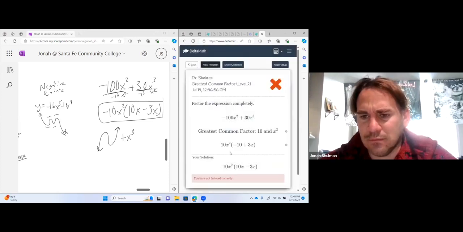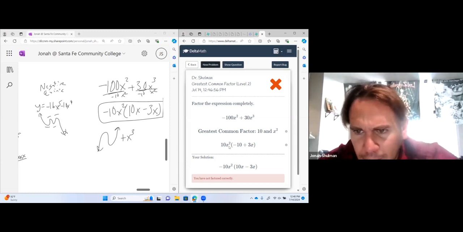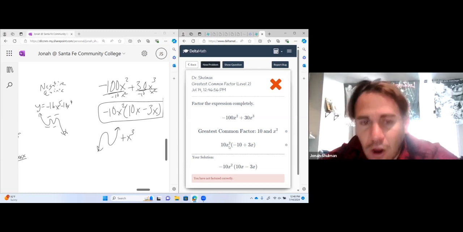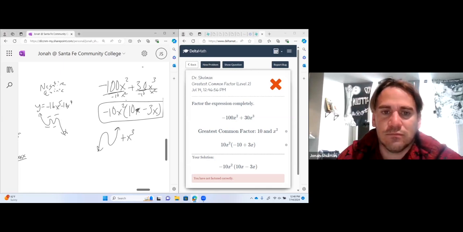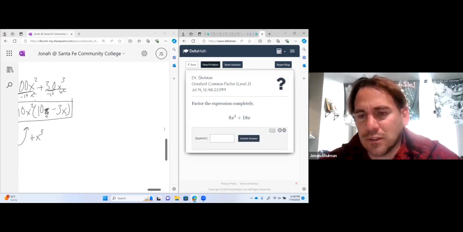Mine's exactly the same. They didn't want a minus in the front. I wanted a minus in the front. I'm not going to argue with them. Oh, because there shouldn't be an x here, because x squared over x squared goes away. Oh well, I guess I've got to do one more because I messed it up.